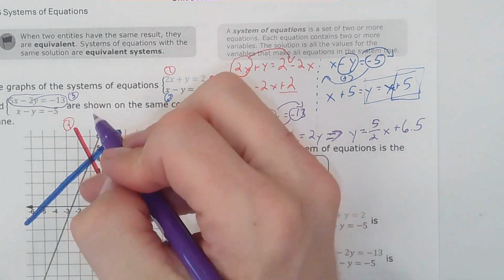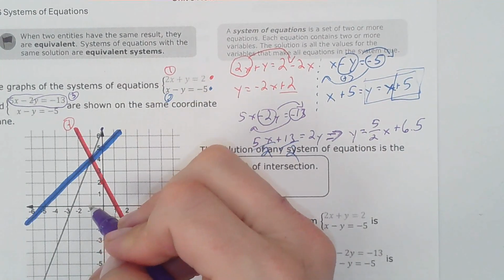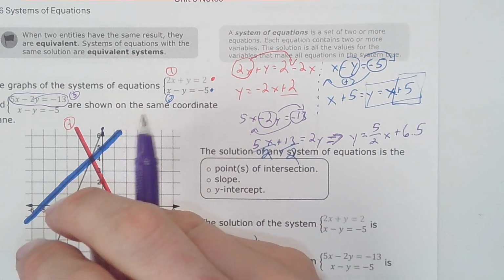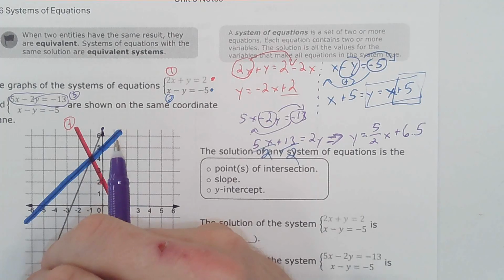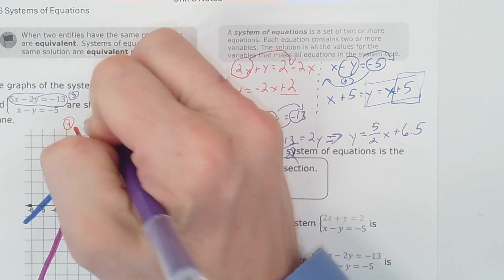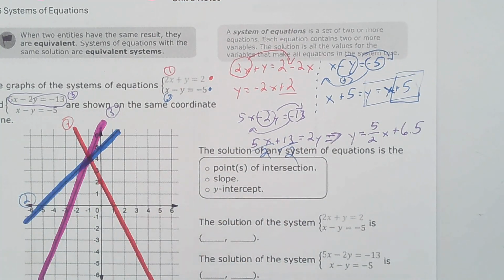And you can see here that this line, if it did go off scale, would intercept at about 6.5. And it's got a pretty steep slope of 5/2. So this is our purple equation. Okay, so this is equation 3, and this is equation 2, if you're using the net to mark up stuff with.